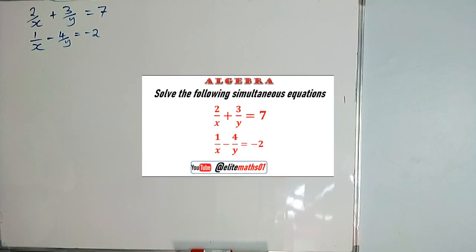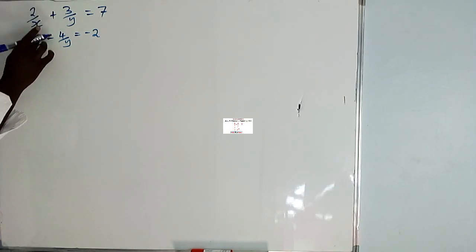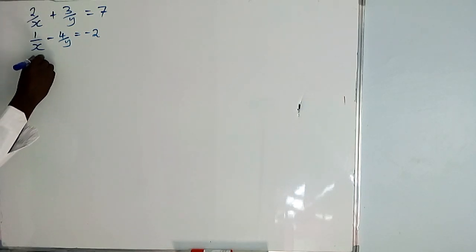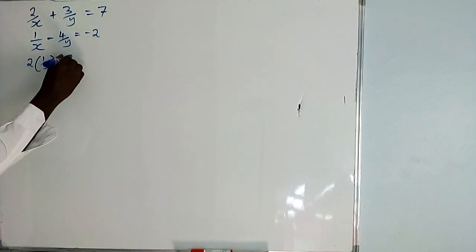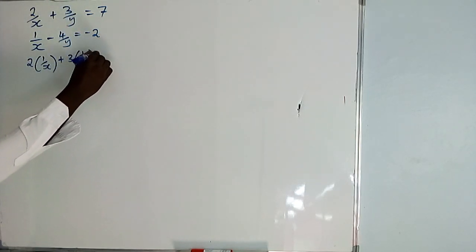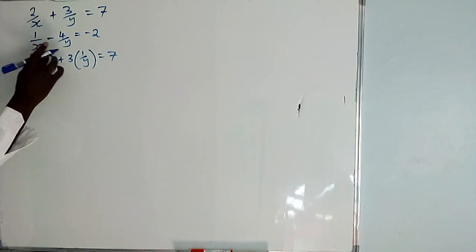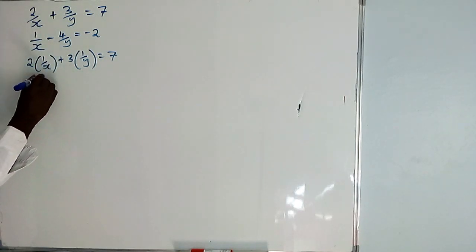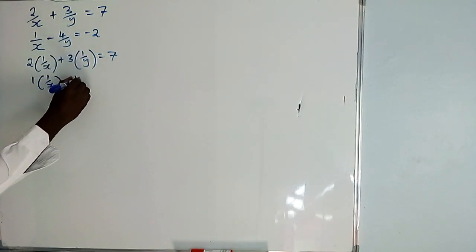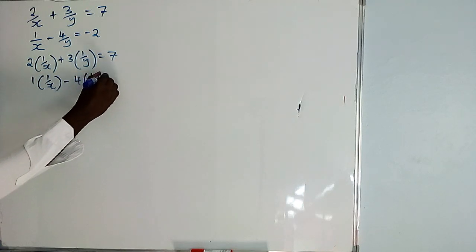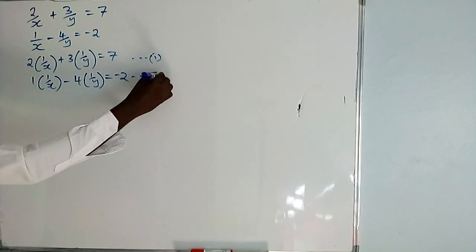Now solving this kind of simultaneous equation is very simple. Remember, if you have 2 over x, that is the same as 2 into 1 over x, isn't it? Then plus, if you have 3 over y, it's the same as 3 into 1 over y to be equal to 7. That is the first equation, isn't it? Then the second one, 1 over x is simply 1 into 1 over x, then minus 4 over y is simply 4 into 1 over y to be equal to negative 2. Are you seeing that?